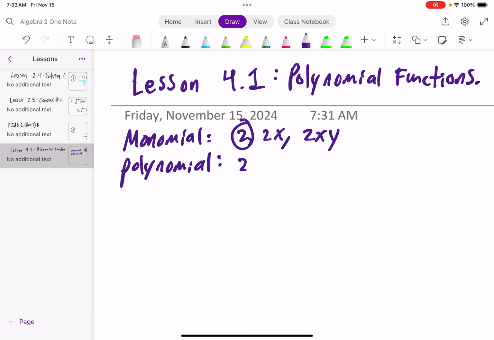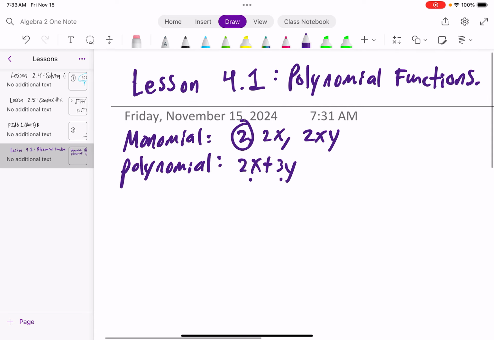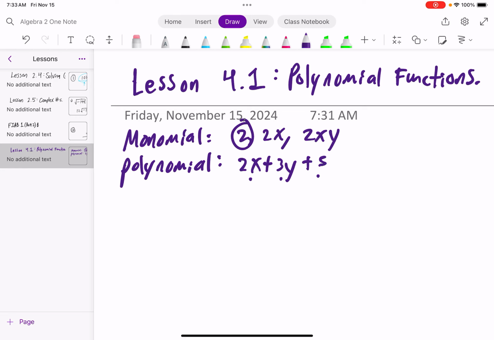But let's say it was 2x plus 3y. Well, this is a binomial, a type of polynomial. Binomial, bi means two, right? So it's a polynomial with two terms. But if we add a 5, right, this will be a trinomial, a type of polynomial with three terms, right? If we add another one, plus x squared, right, it's still a polynomial.